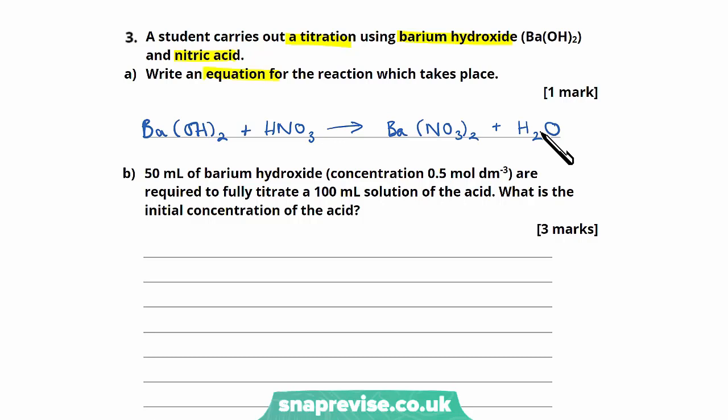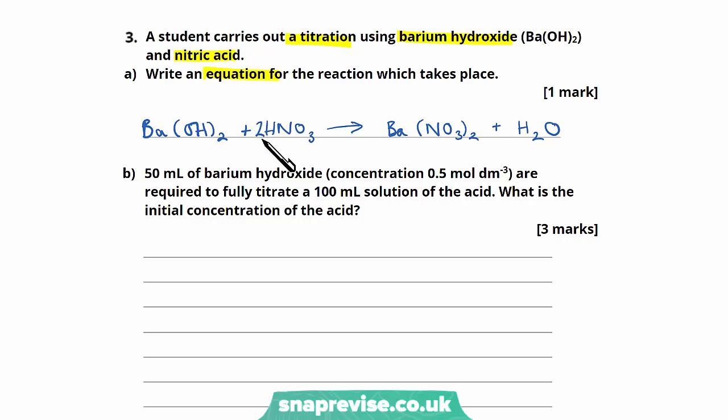So now I've written our equation, we need to go ahead and check to balance it. On both sides of the equation we have 1 barium. On the left hand side we have 1 nitrogen. On the right hand side in our product we have 2. So we can balance that by putting a 2 in front of our nitric acid.